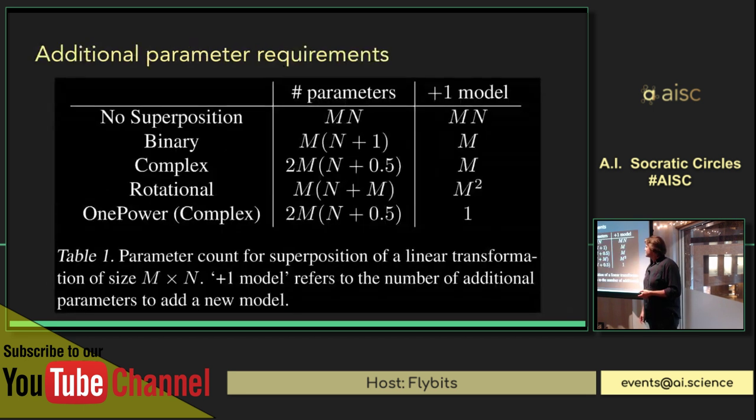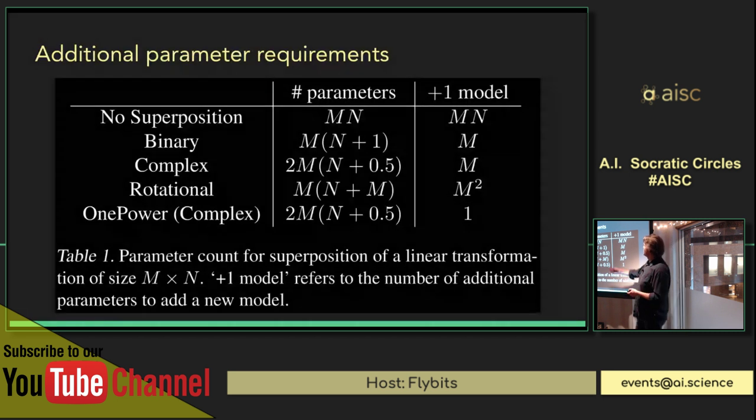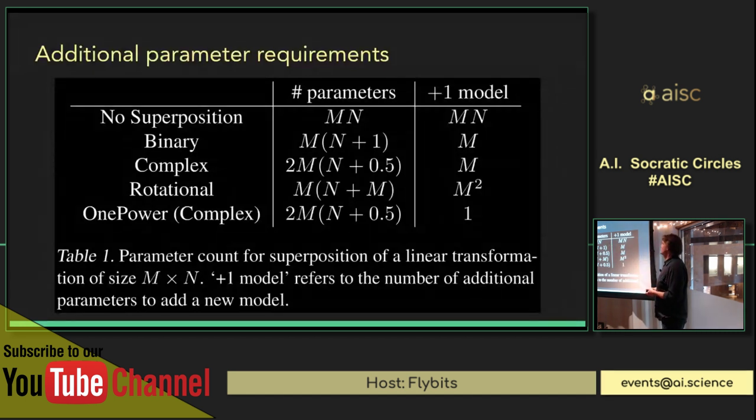So the parameter costs, this is the number of parameters that are initially added. We're starting off with no superposition. It's an M by N matrix. If you want binary, it's going to be M times N plus 1. And then each additional model is another context vector of size M. For the complex vectors, each new model will introduce another complex vector of size M. I'm not sure exactly why, I can't think of that. Perhaps that's because it's going to be a diagonal rotational matrix. That's why it's the additional cost. This is the upfront cost.